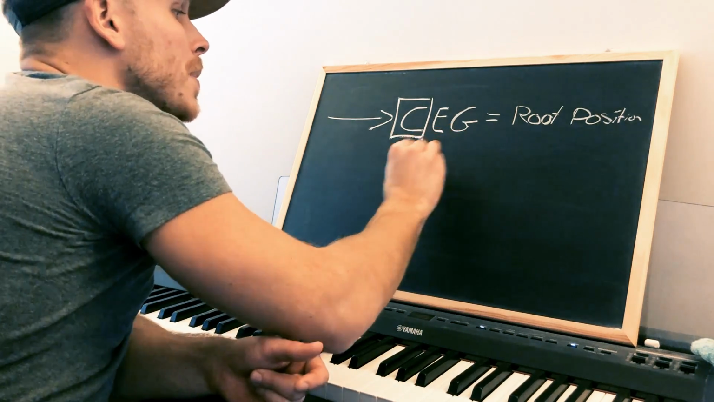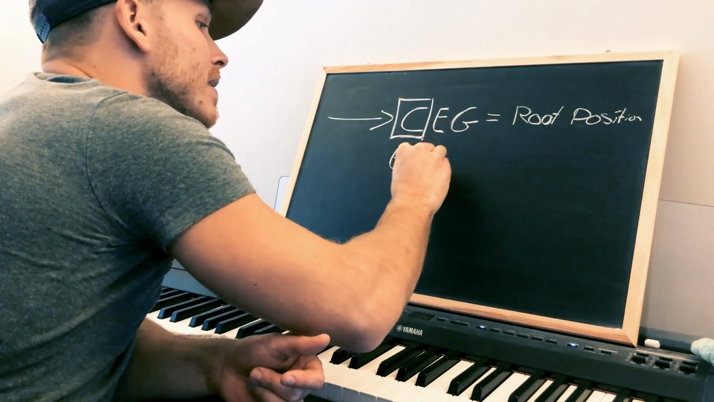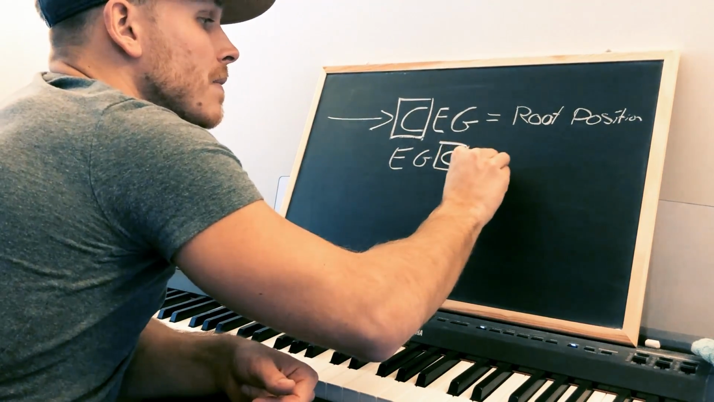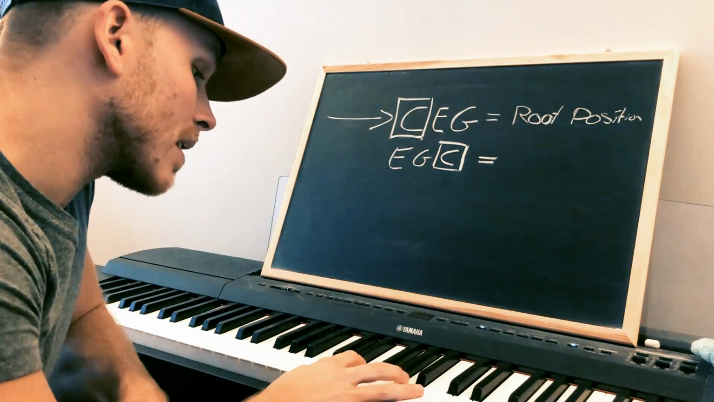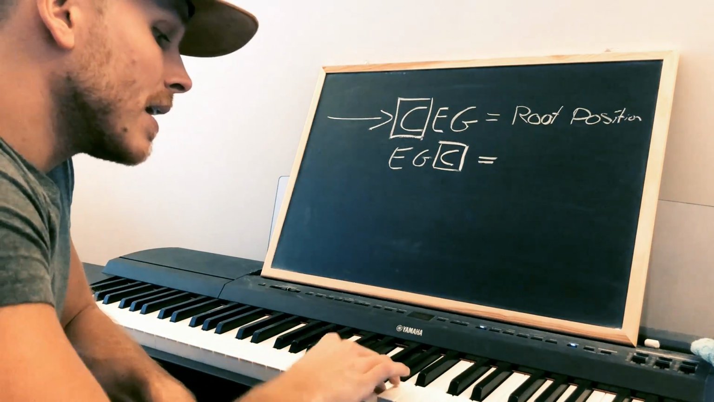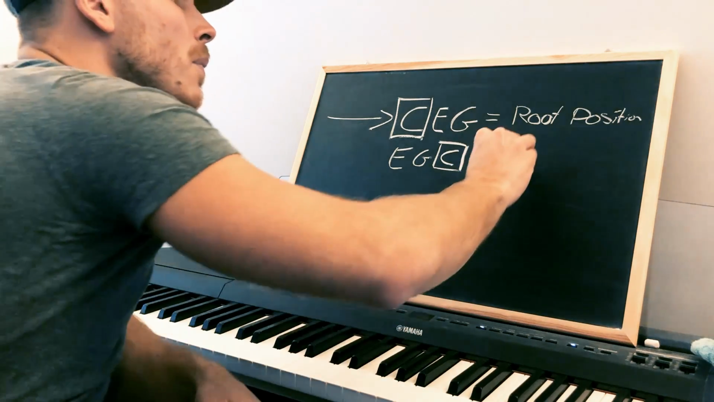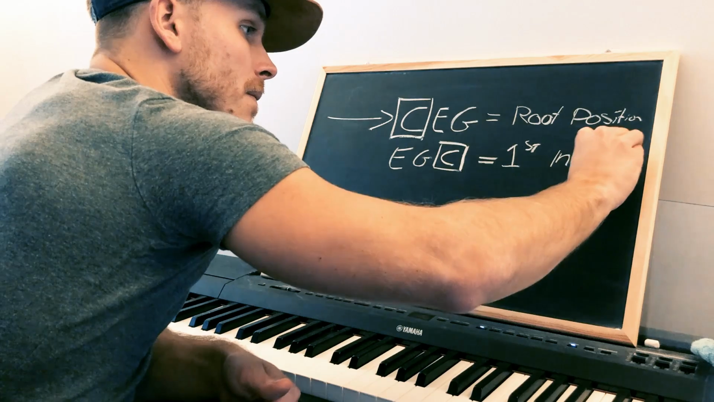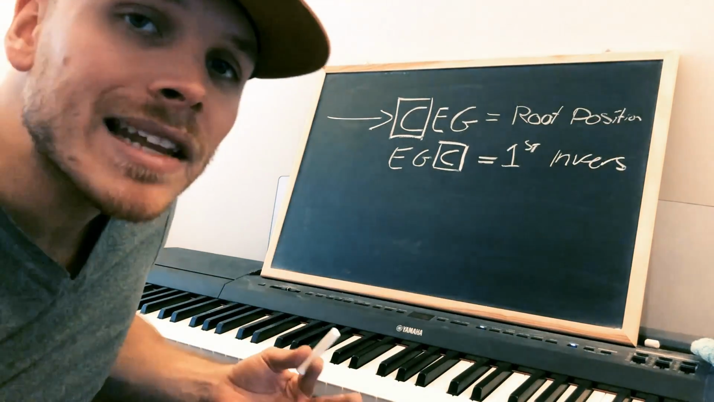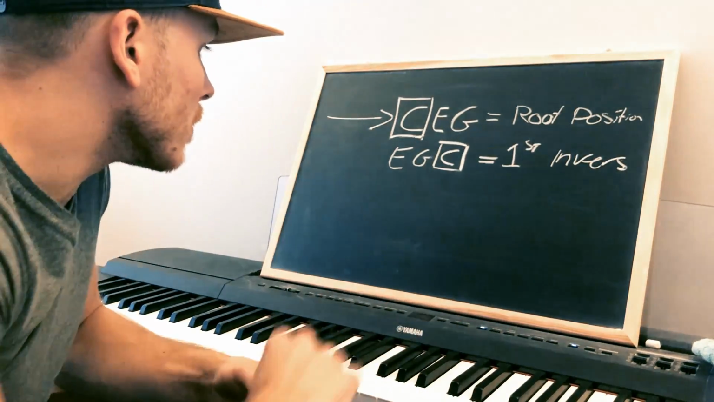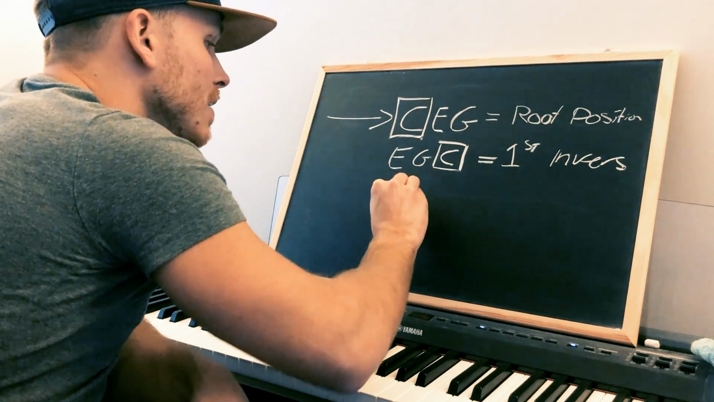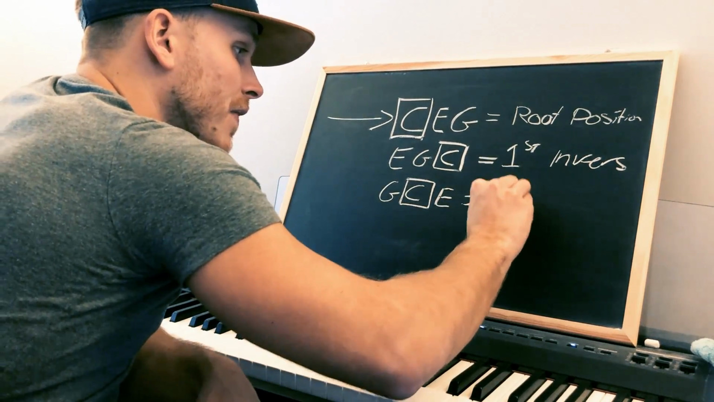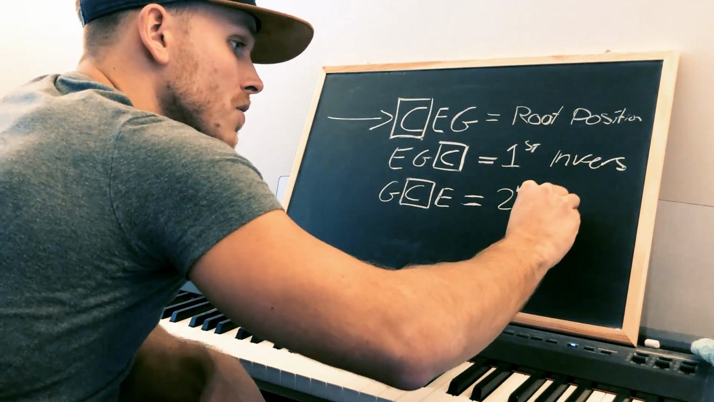Now, if I rewrite that, E, G, C. Now the root is at the end. But it's also the first inversion that I can possibly make. Look, C, E, G, E, G, C. Therefore, we call this a first inversion. Okay? How many inversions can I make? Only two. Look. If I do it again, G, C, now the C is here, E. This is the second inversion.